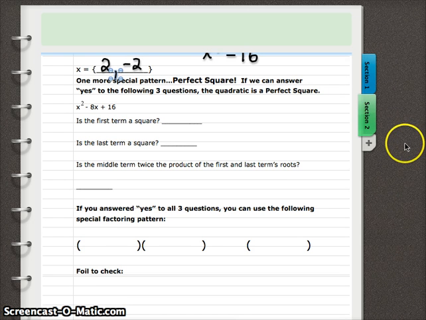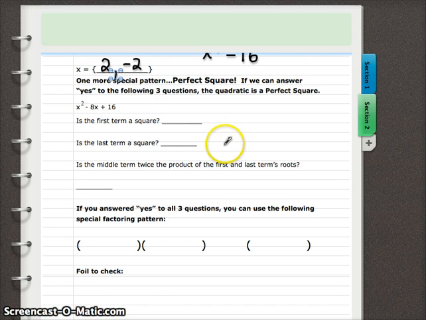We got one more special pattern here. This is called perfect squares. And we use perfect square factoring a lot more in Algebra 2 as well. So again, we're just kind of practicing for the next class. So here's a perfect square pattern. What does it mean to be a perfect square? Ask yourself 3 questions, and if you can answer yes to each of these questions, you are allowed to do the perfect square factoring pattern.